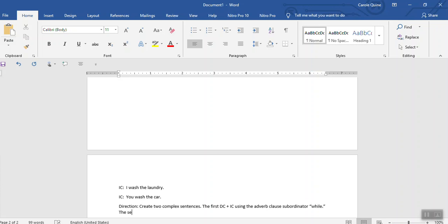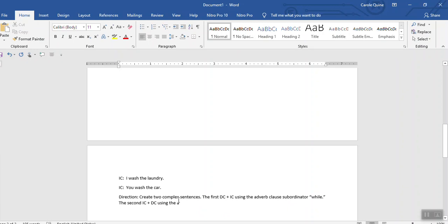Okay, the second complex sentence will be an independent clause. It'll follow this equation: independent clause plus dependent clause using the adverb clause subordinator while. Okay, so both of the complex sentences that you create out of these two independent clauses will use the adverb clause subordinator while.